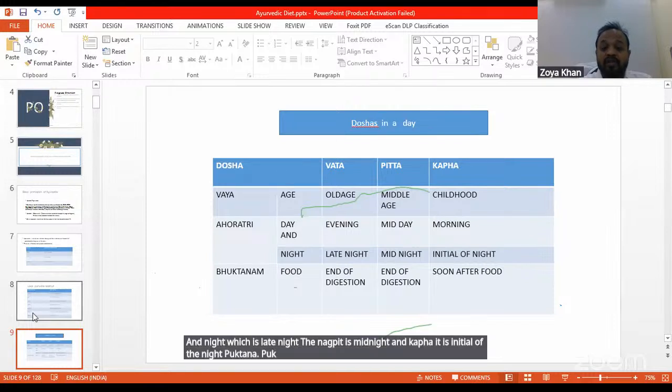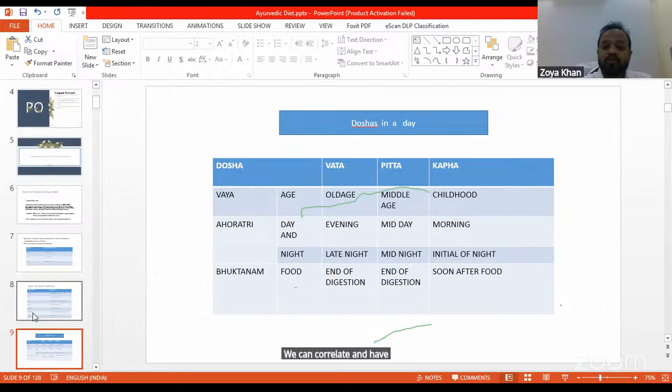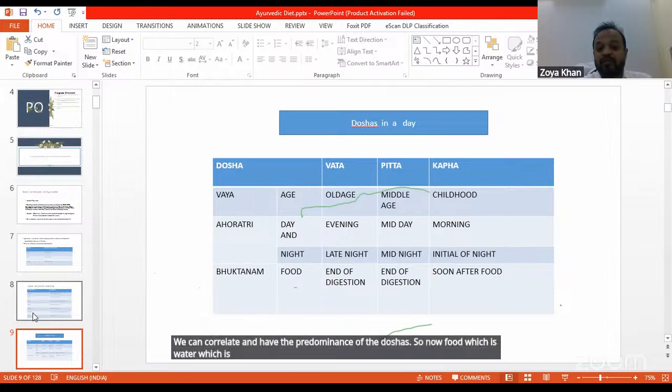Bhuktanam, that is food, is also divided into Vata, Pitta, Kapha. Each and every aspect, as I told you, is a biological unit of the body. So each and every aspect, from the Sharira, that is from the body, from the age, from the diet, each and everything, we can correlate and find the predominance of the doshas. Now food: the end of the digestion is Vata. Then Pitta is the middle of digestion, Kapha is soon after the food.